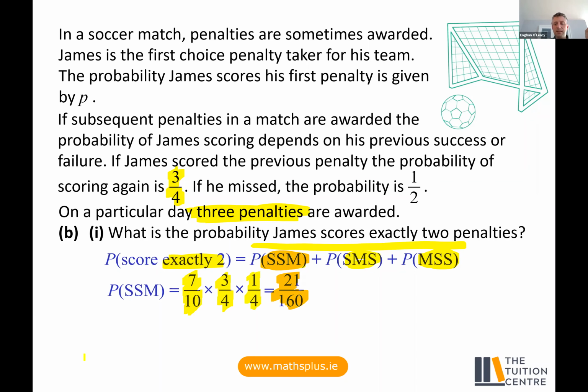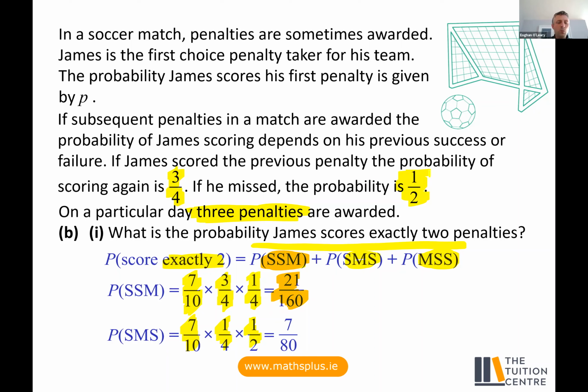The probability that he scores the first one is still 7/10. But if he scores the first, the probability he misses the second is only 1/4. But if he misses the second, the probability of scoring the third is a half. We know that from this part of the question here.